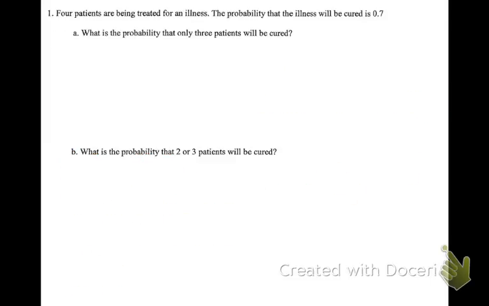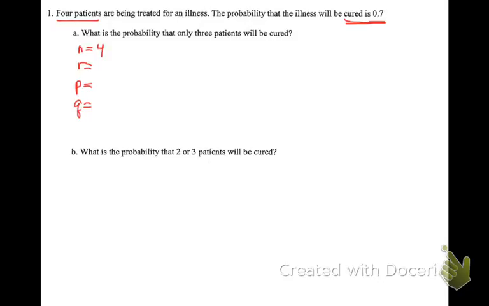Okay, let's look at the first problem. 4 patients are being treated for an illness. The probability that the illness will be cured is 0.7. So the probability for cured is 0.7. That means the probability that they're not cured is going to be 0.3. So for the first problem, let's set up our N, R, P, Q. Notice in the problem we have 4 patients being treated for illness, so the number of trials N is 4 in this case.